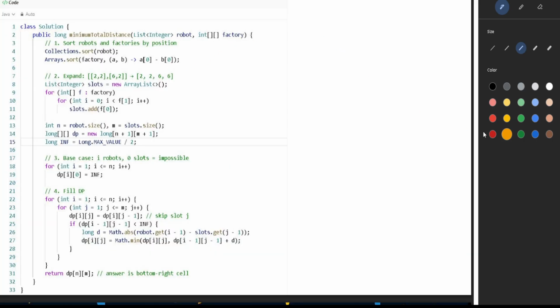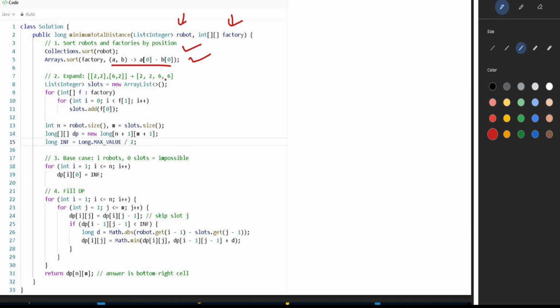Now let's talk about the code. The very first thing: we are given the robots and the factories. What we need to do is sort the robots and factories by their position. So you will sort like this, using Array.sort, and you will pass the comparator where we take a, b, and you will do a minus b. Then we'll expand this into individual slots.